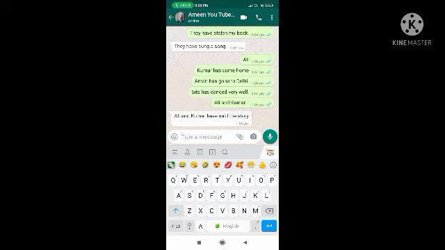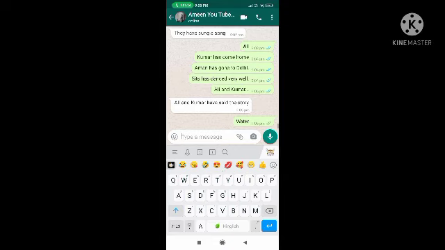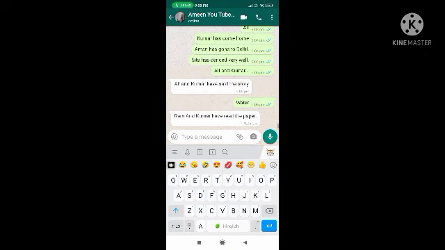Aman has gone to Delhi, or gone to school. Understand? Sita has seen me. Sita has seen the movie. Sita has danced very well. Understood?